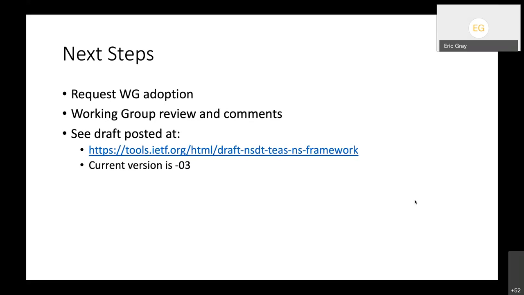And then the draft location is there, and the current version is 03. The latest revision was a very minor revision, to fix a couple of typos and update the reference to the definitions draft. Any questions, comments? This is the last slide.